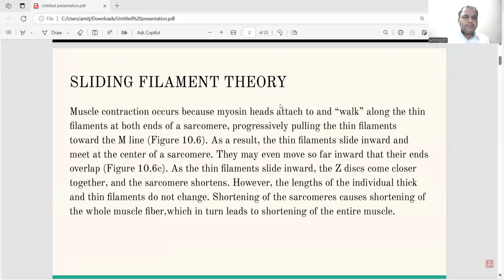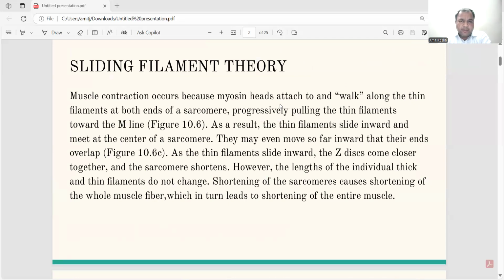Okay, so muscle contraction occurs because myosin heads attached to the ends walk along the thin filament at both ends of the sarcomere, progressively pulling the thin filaments toward the M line. As I already spoke about this, they keep pulling the thin filament toward the center M line. As a result, the thin filaments slide inward and meet at the center of a sarcomere. They may even move so far inward that their ends overlap. Both sides' thin filaments get overlapped.